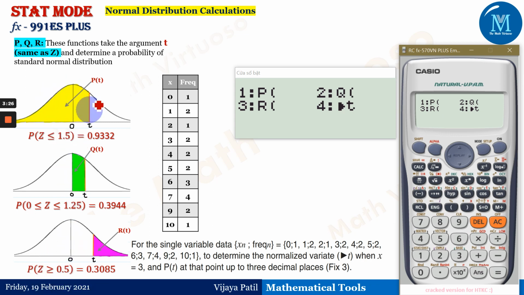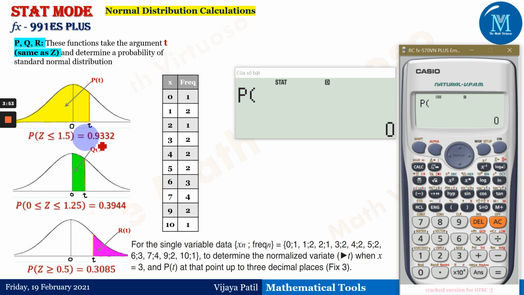So please do understand the shaded region. The right hand tail is for R, the middle part is for Q, and similarly the left hand tail of this bell shaped curve is for P. Now suppose, for example, I want probability of Z less than or equals to 1.5. So I have to choose P over here. For P, it is 1. I need to enter the value 1.5.